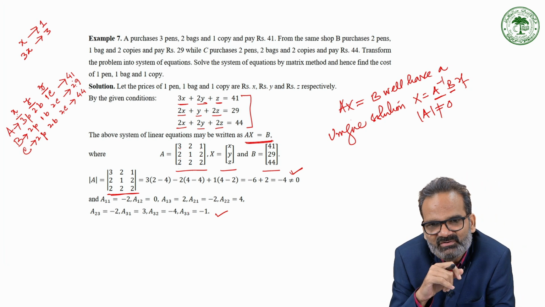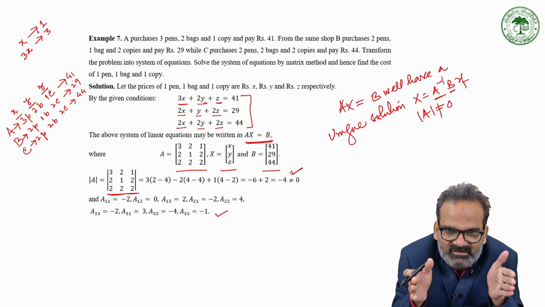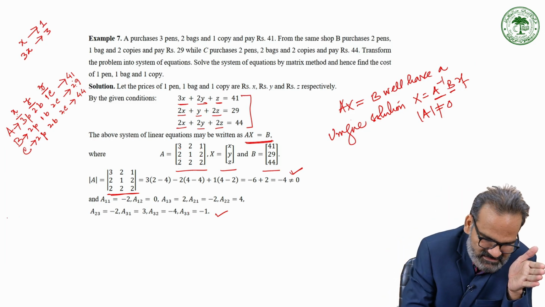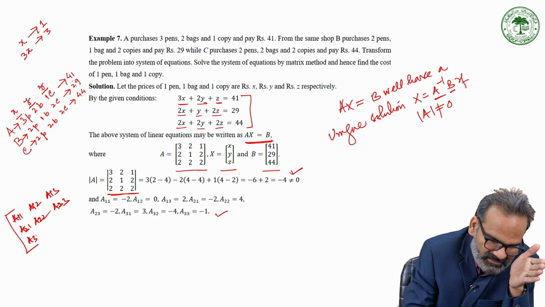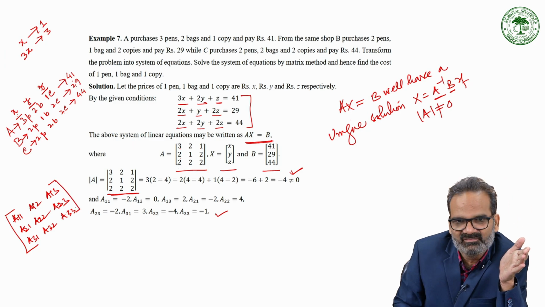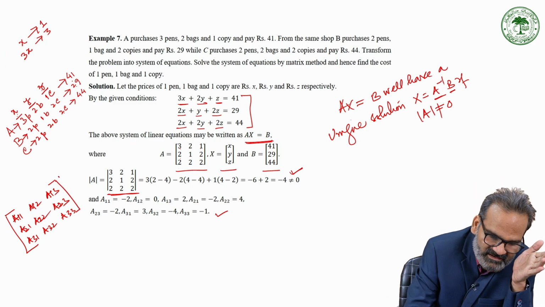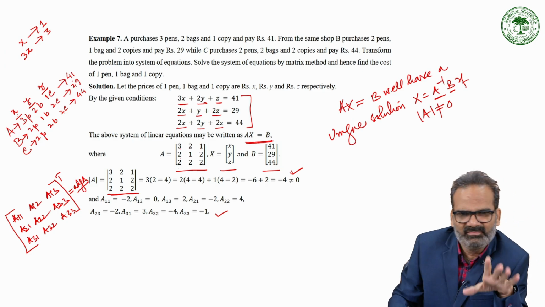After that, what you will do, write down the matrix of the coefficients of the cofactors. That is, the matrix is A11, A12, A13, A21, A22, A23, A31, A32 and A33. This is the matrix of the coefficients of the cofactors. And then take its transpose. This will give you adjoint of A, right? This is all we have done.